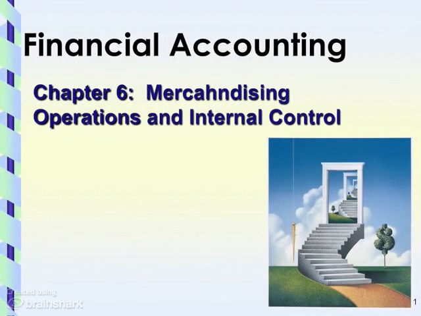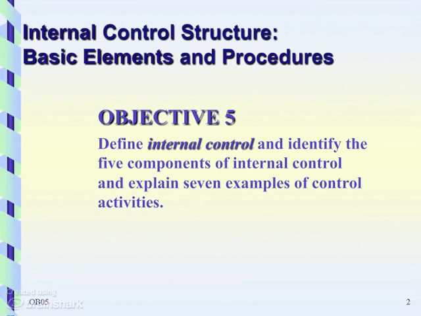Hi, today we will be discussing Chapter 6, Merchandising Operations and Internal Control, focusing on Objectives 5, 6, and 7. In Objective 5, we will focus on defining internal controls, identifying the 5 components of internal control, and explaining and providing the 7 examples of control activities.